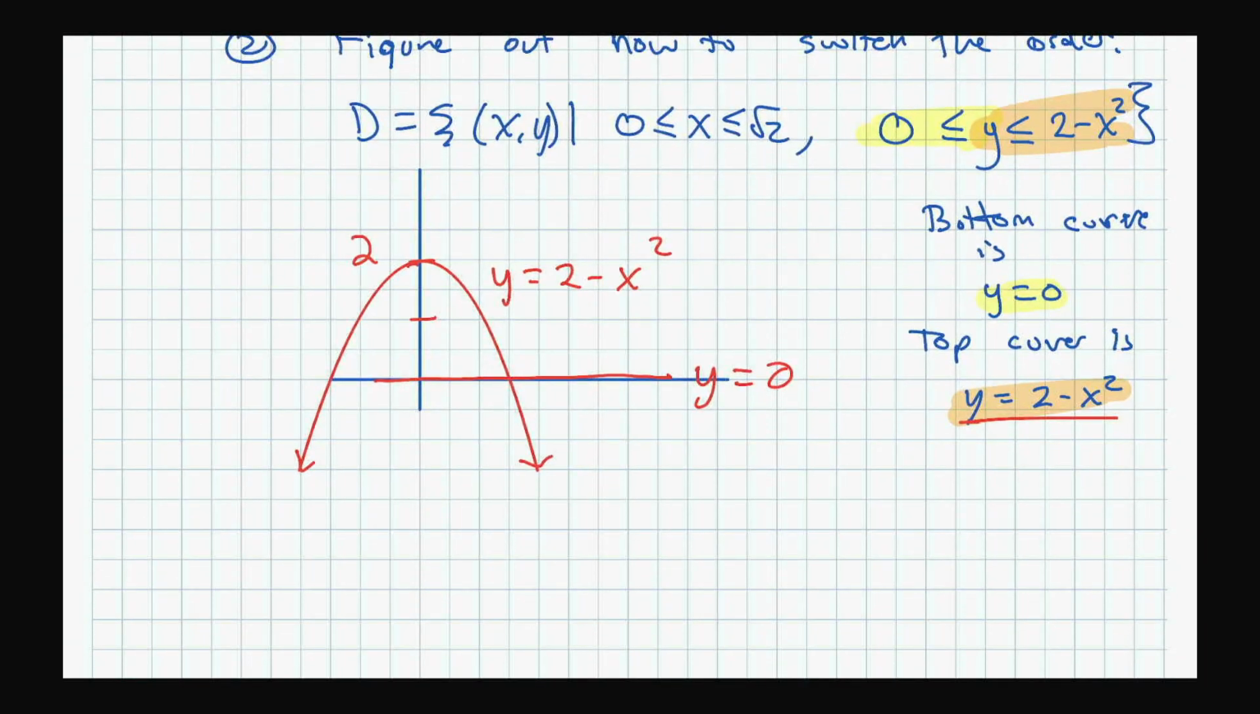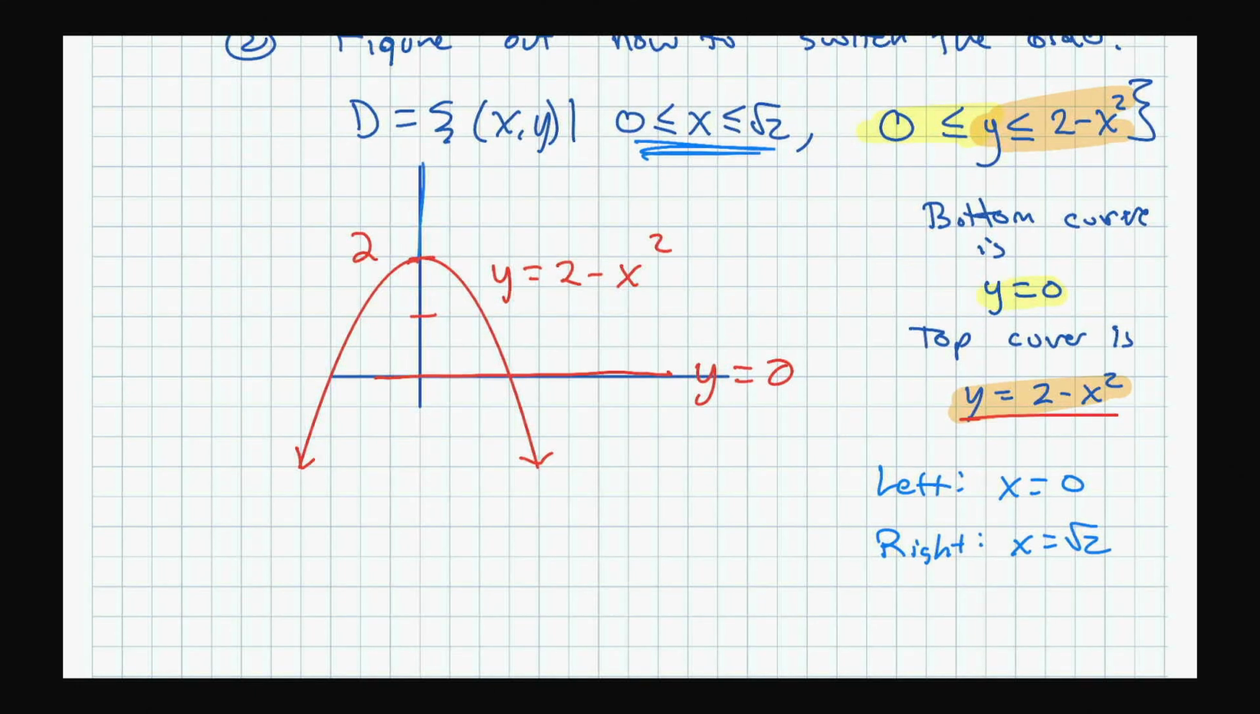Now, then you've got your x curves. Your x curves, left is x equals 0, and right is x equals square root 2. That's from these, right? So x equals 0 is here, and x equals square root 2, you'd have to figure it out. One thing you might want to think about is, if you put this square root of 2 in here, 2 minus square root of 2 squared is 0. So actually, this intersection point is square root 2.